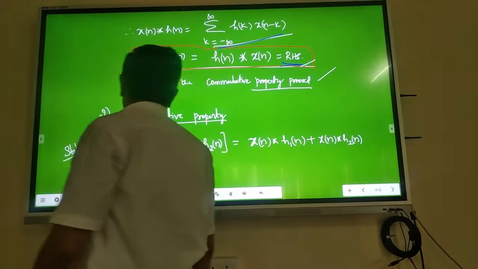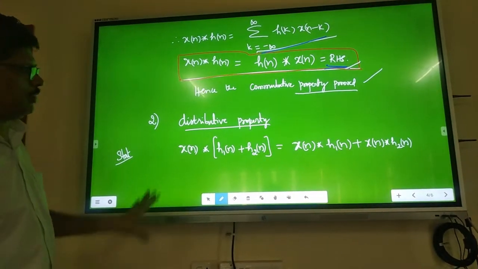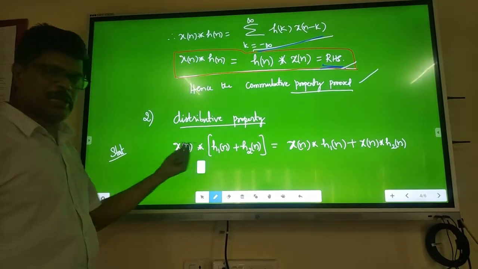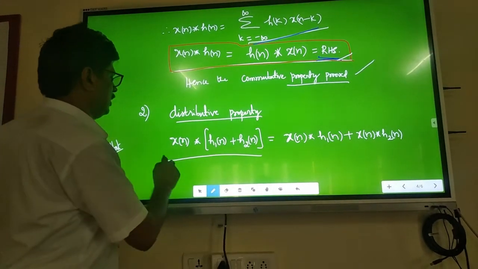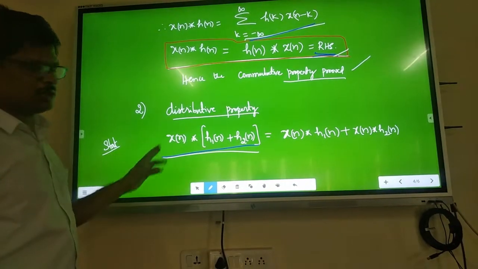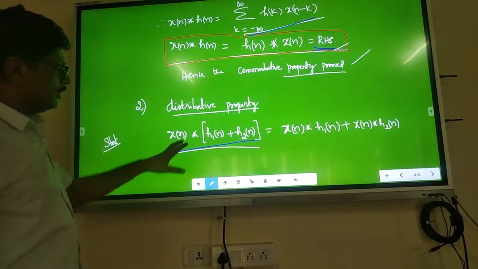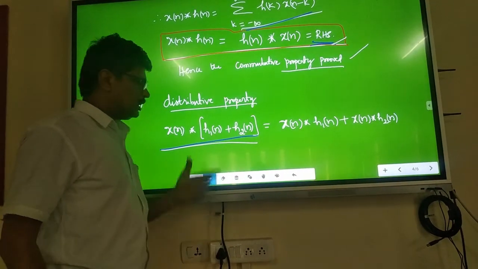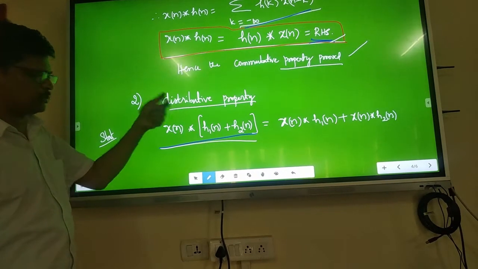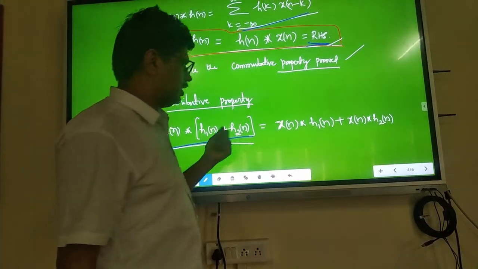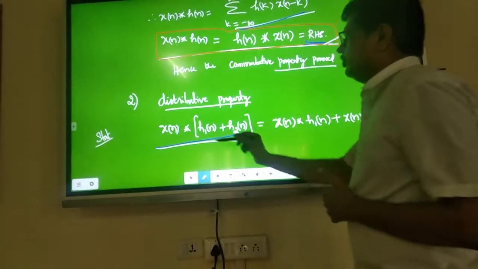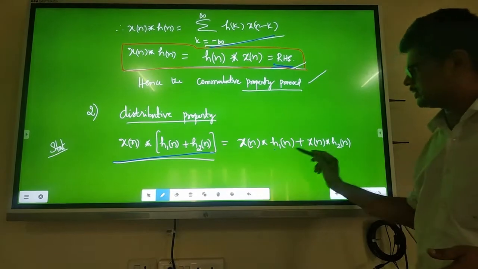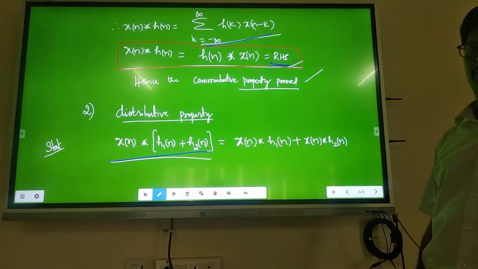Similarly, let me go for one more beautiful property, the distributive property, which is very, very simple. Here, instead of two signals, we need three signals. What does the statement say? x of n convolved with the combination of two signals, h1 of n plus h2 of n, is equal to x of n convolved with h1 of n plus x of n convolved with h2 of n.